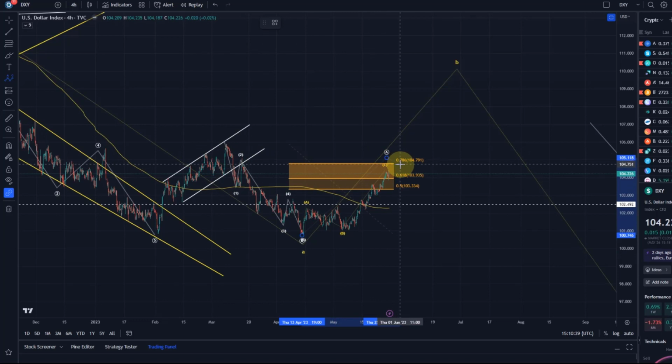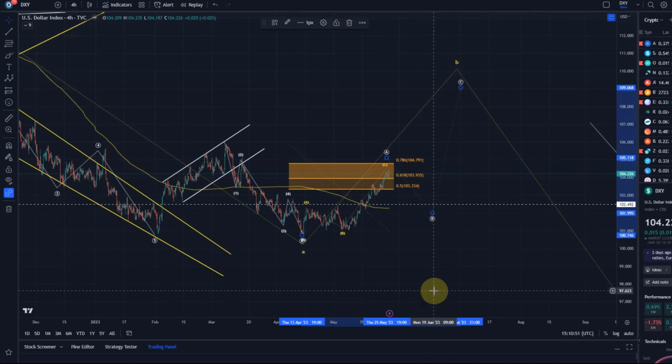I'm going to take a look at the indicators in a minute. A wave could be nearly complete, but I have no indication it has topped yet. So it can still go a little higher, but I would pay attention to the 104.79 level. We should then get a B wave down and a C wave up.